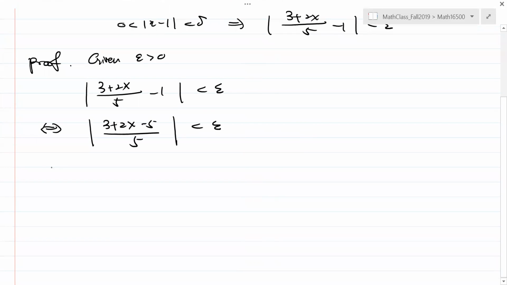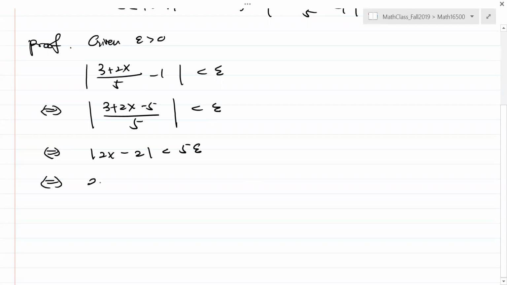Then you multiply both sides by 5. You get 2x, and 3 minus 5 is negative 2, right? Then you factor 2 out, then divide both sides by 2. So that means the above complicated inequality is equivalent to the following simple one.